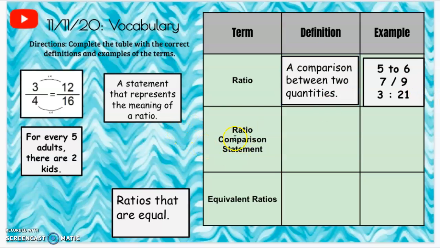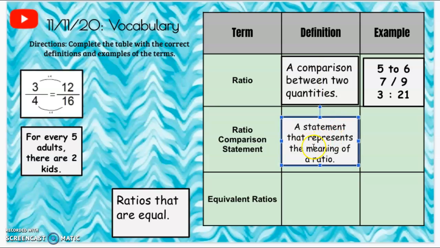All right, let's take a look. Ratio comparison statement. I saw that over here. Statement. There it is, a statement that represents the meaning of a ratio. Now, what about a ratio comparison statement example? So remember, that's for every blank, there are blank. Ratios are equal. For every 5 adults, there are 2 kids. There's an example. For every blank, there are blank.